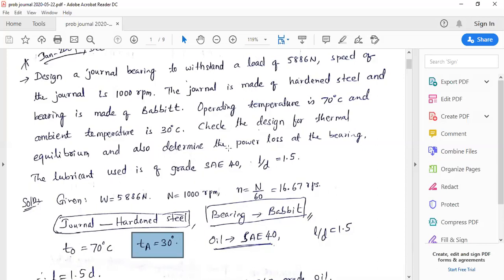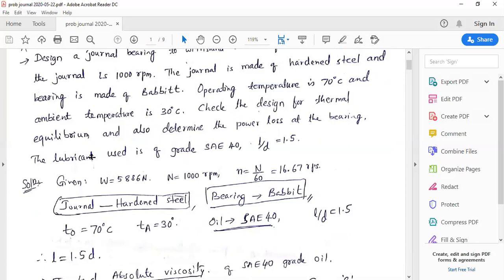So we have to check the thermal equilibrium, means we have to calculate heat generated as well as heat dissipated from the bearing, and also we have to check whether the artificial cooling is required or not here. And after that, we have to go for the determination of power loss at the bearing, that is nothing but the amount of heat generated in the bearing.